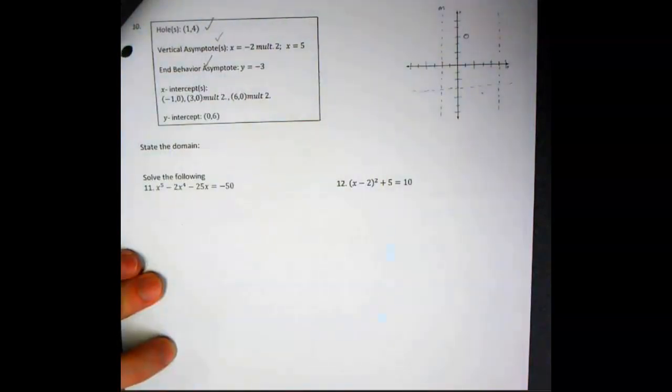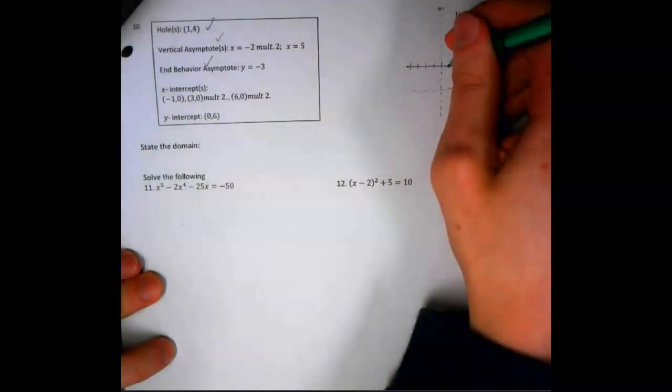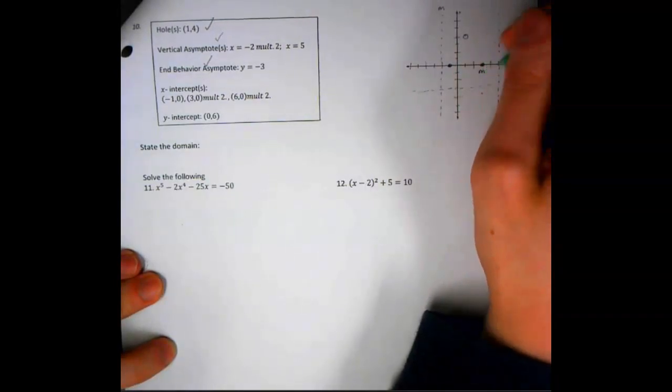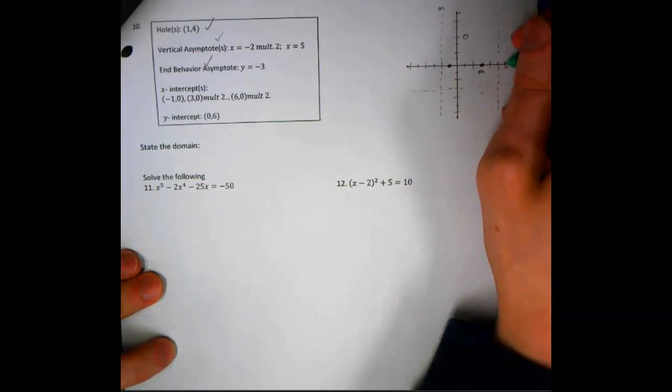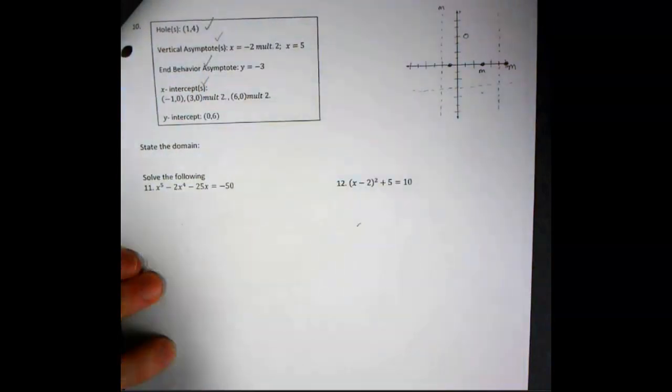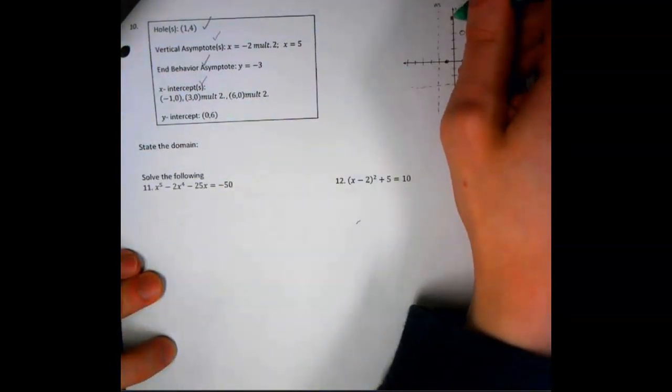Our x-intercepts are going to be at -1, +3, and +6. And our y-intercept is at +6.